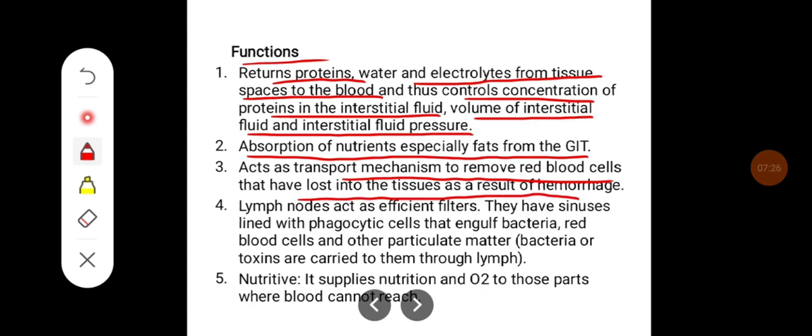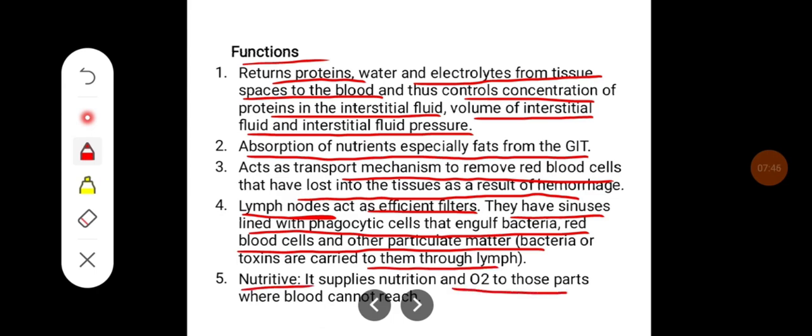And the lymph nodes act as efficient filters. They have sinuses lined with phagocytic cells that engulf bacteria, red blood cells, and other particulate matter, that is, bacteria or toxins, which are carried through the lymph. They have a nutritive value, that is, it supplies nutrition and oxygen to the parts where blood cannot reach.